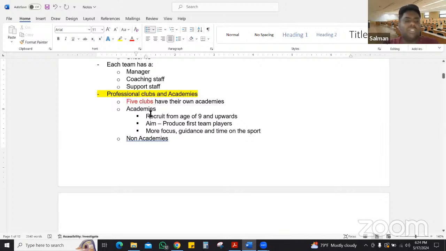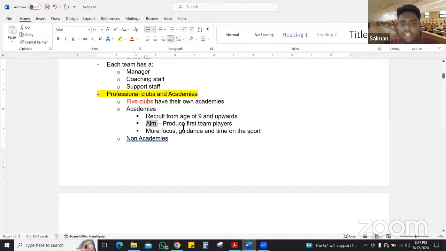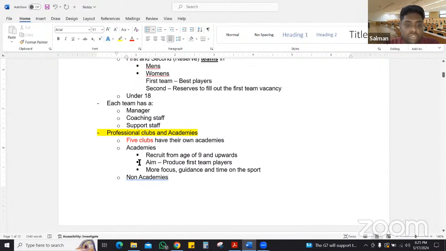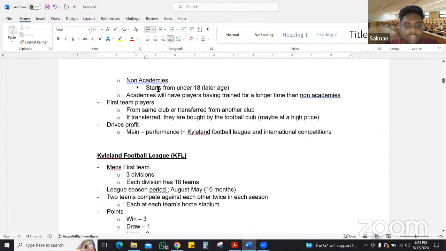And what does the academy do? They recruit football talents from the age of 9 and upwards. The aim is nurturing from a very young age so that they can produce first team players. Training from a very young age so that they can be experts, suitable for the first team. So they have enough time to provide more focus, guidance, and time on developing this sport. The remaining clubs, besides these 5 clubs, do not have any academies.